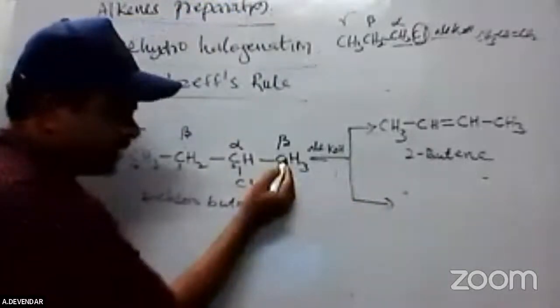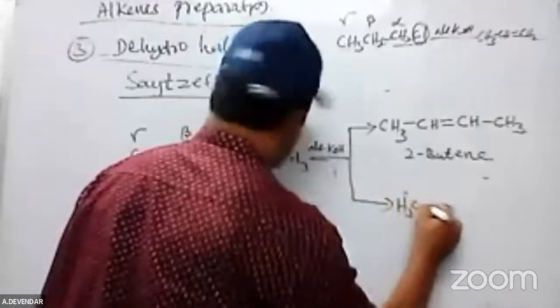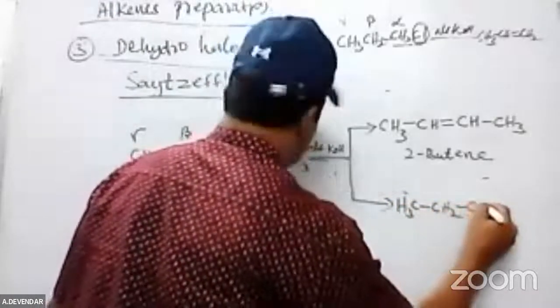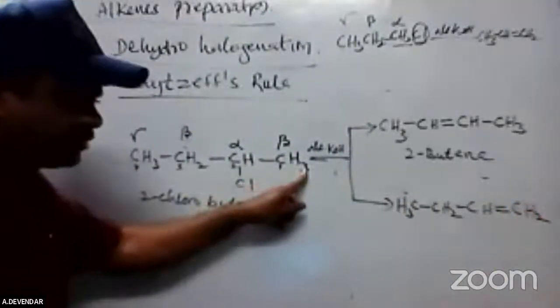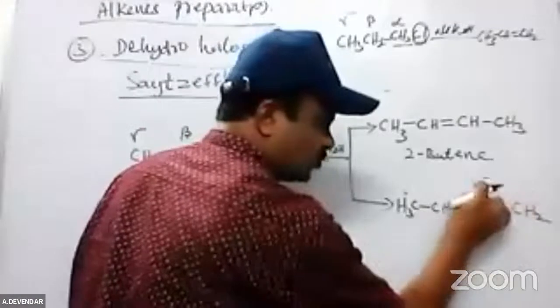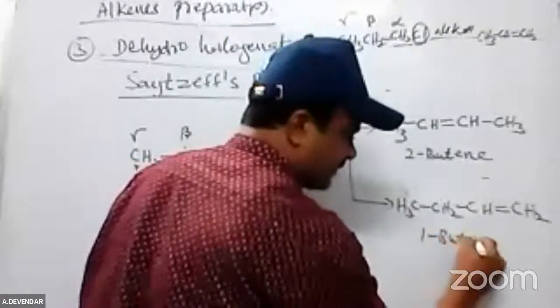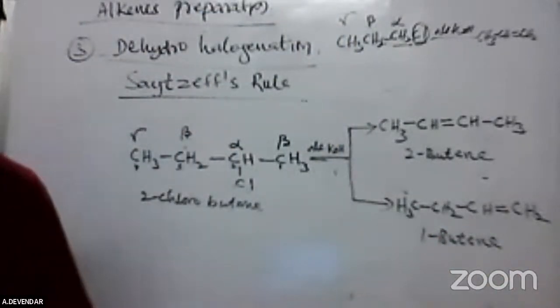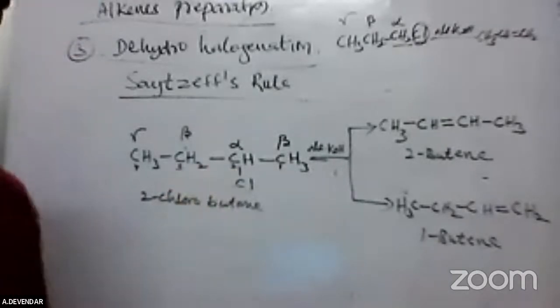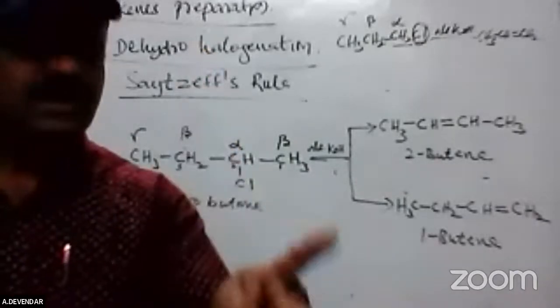Right, friends? Now there is one alternative. Suppose the hydrogen from this side is removed. We get CH3, CH2, CH double bond, CH2. Numbering 1, 2, 3, 4, the double bond is at position one, so it is 1-butene. See friends, this is how we get 2 structures, 2 isomers. If the alternative beta carbon is present, dehydrohalogenation gives 2 isomers.